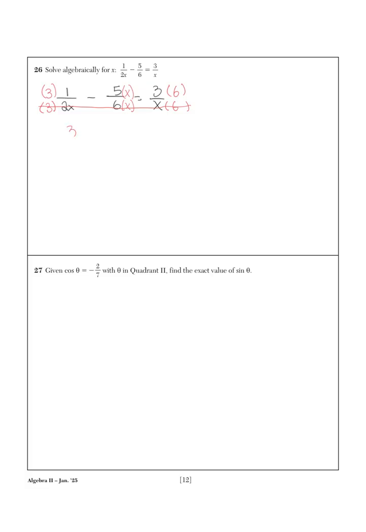So I've got 3 minus 5x equals 18. And now I'm just going to solve for x. So I'm going to subtract 3, so that's negative 5x equals 15. And I'm going to divide by negative 5. And there's my answer. x equals negative 3.